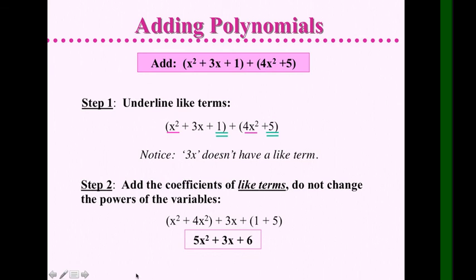So 1, we consider that x squared has a leading term na 1, no? Meron siyang 1 na numerical coefficient. So 1 plus 4 is 5. Then just copy the literal coefficient. Iko-copy lang natin 'yan. Plus just bring down 1 plus 5 is 6. So ito yung answer natin. That's how we add polynomials, okay?